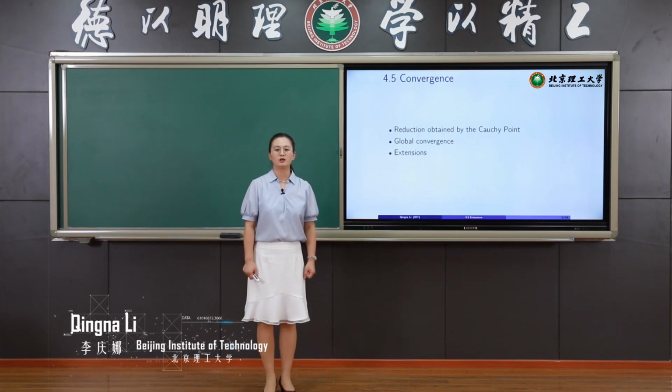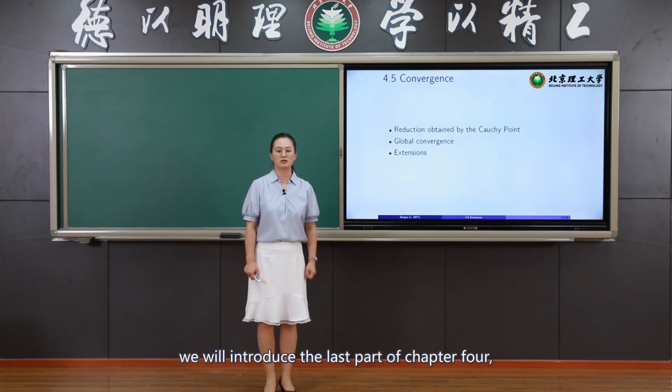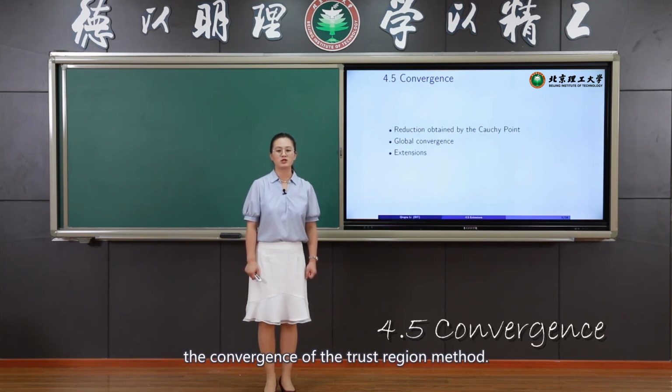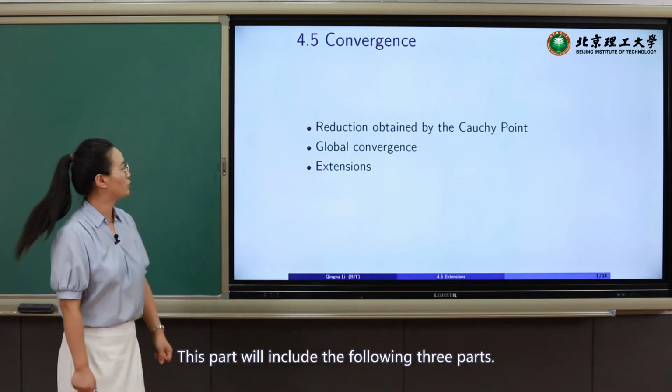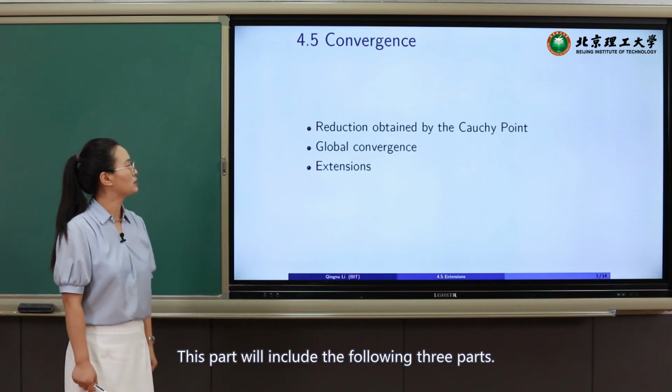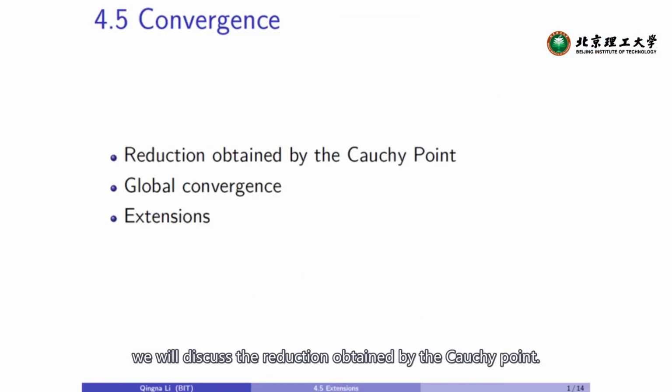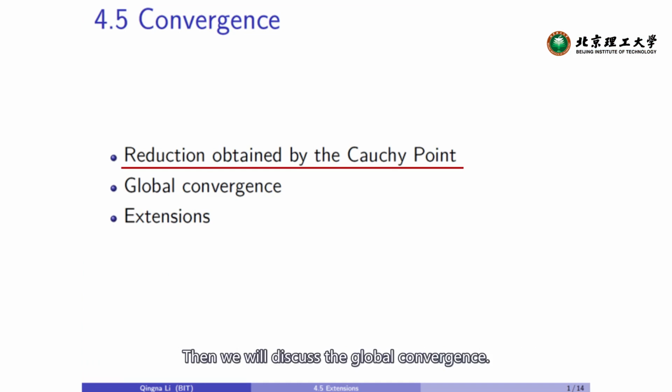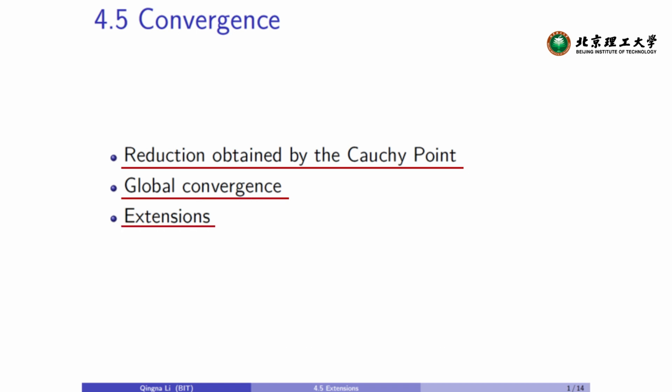In this part, we will introduce the last part of Chapter 4, the convergence of the trust region method. This part will include the following three parts. First, we will discuss the reduction obtained by the Cauchy point. Then we will discuss the global convergence. Finally, we will discuss some extensions.